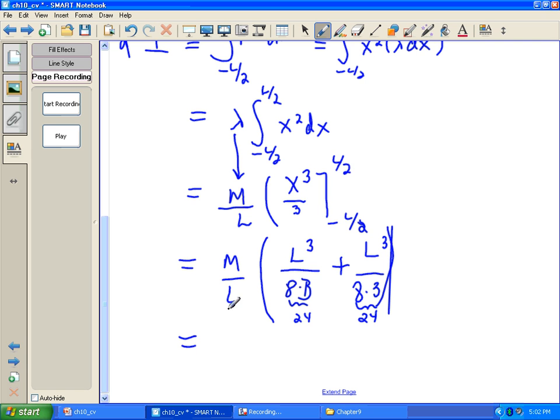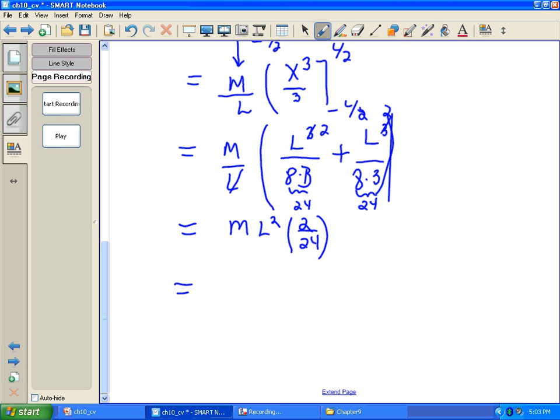We're going to cancel this L and make this L squared and this L squared. So we're left with m times L squared over 24 plus L squared over 24, which is 2 L squared over 24. And that gives us a value of mL squared over 12. Now that is for rotation about the center of mass. This is the moment of inertia.